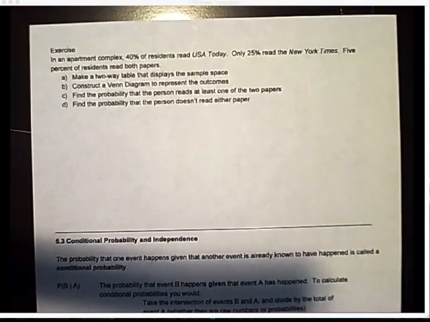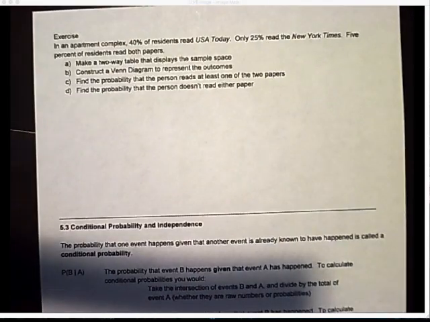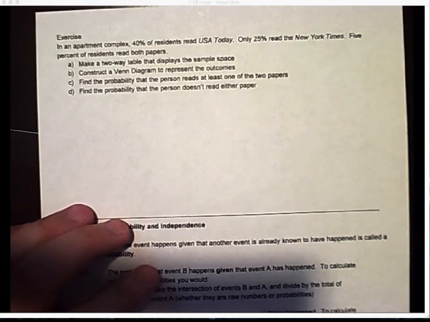All right, so let's look at the next one. Exercise. In an apartment complex, 40% of residents read USA Today. Only 25% read the New York Times. 5% of the residents read both papers. All right, so it says part A, make a two-way table that displays the sample space.